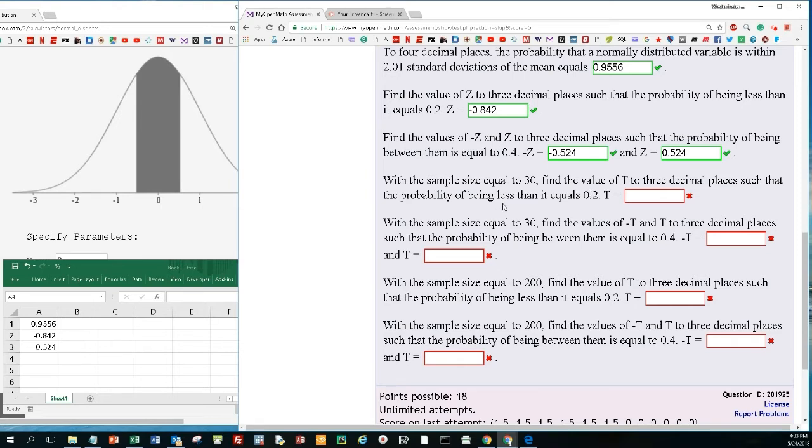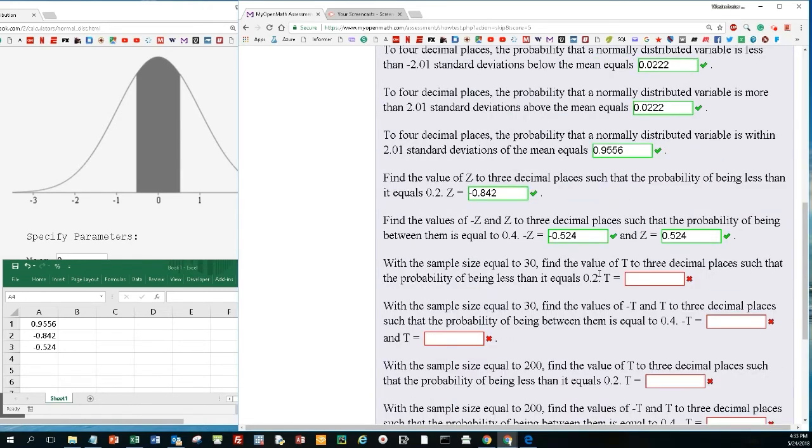Now, with a sample size equal to 30, find the value of t to 3 decimal places such that the probability of being less than or equal to it is 0.2. So this is kind of equivalent to what? This question.